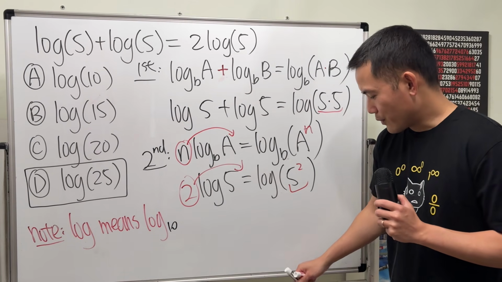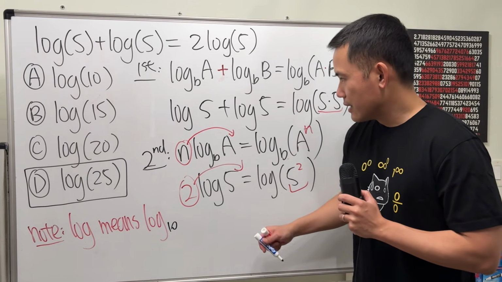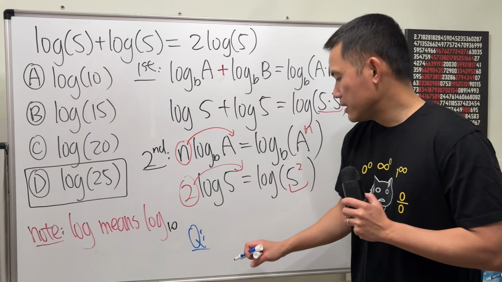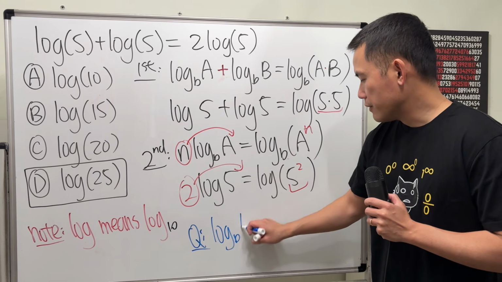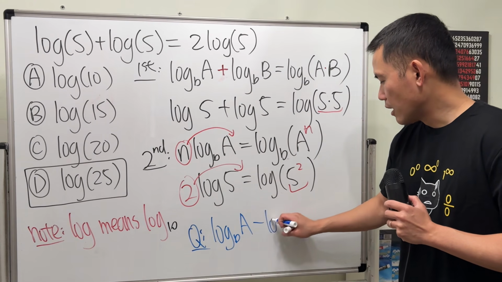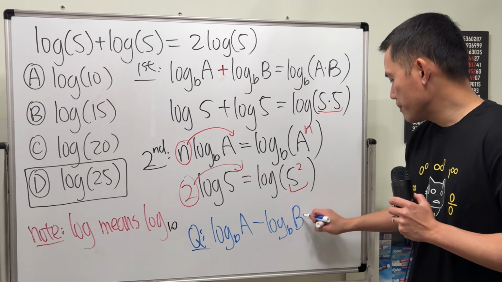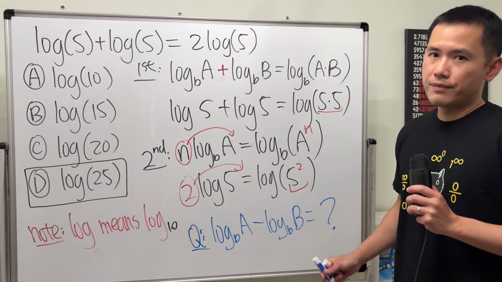Now, of course, here's a question for you guys. There's one more property that you should definitely remember. If you have log base b of something a minus log base b of something b, okay, what's the answer for this?